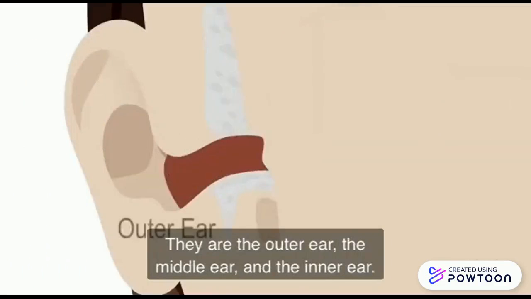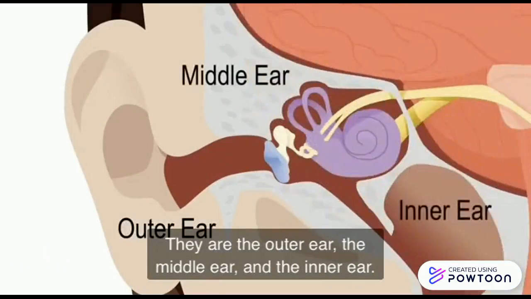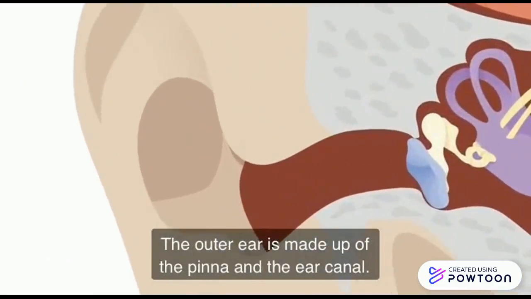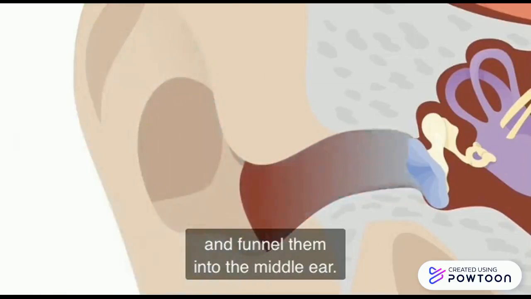They are the outer ear, the middle ear, and the inner ear. The outer ear is made up of the pinna and the ear canal. These parts gather sounds from the environment and funnel them into the middle ear.